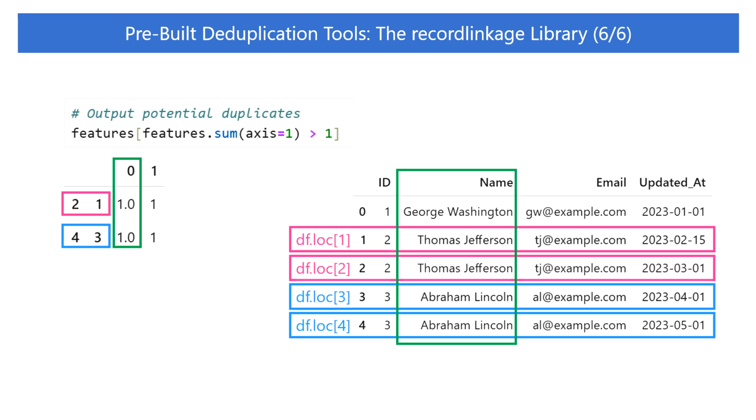The column 0 represents the name column, and its value is a similarity score. The scores are 1, indicating that these pairs have 100% similarity. The column 1 represents the email column, and it also shows that these pairs have 100% similarity in email address.